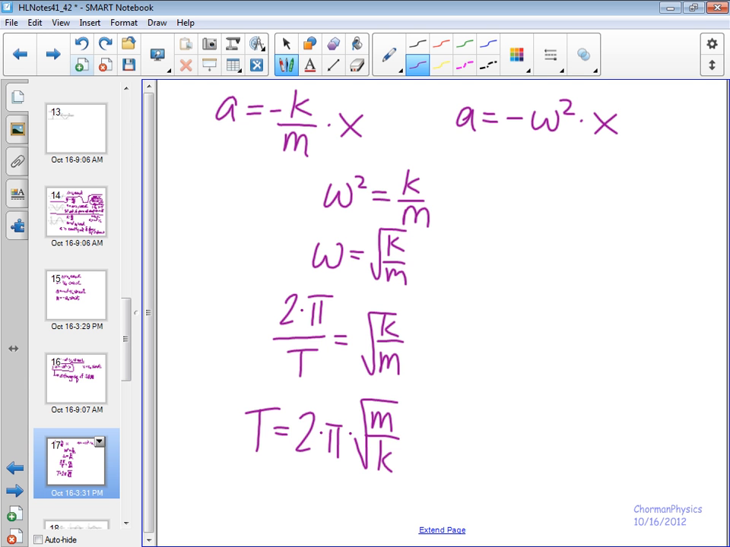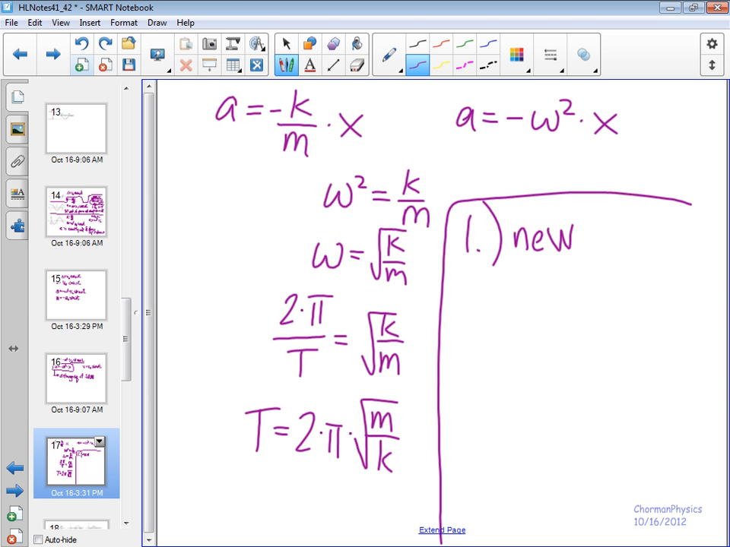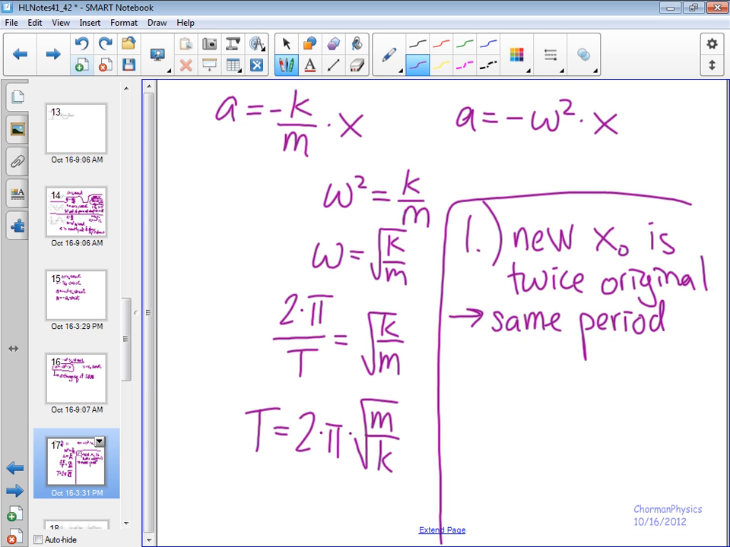So we see the period only depends on the mass of the object oscillating and the stiffness of the spring. That's really cool. So in other words, if we go back to my original video, it doesn't matter how far down I pull that spring, it's going to have the exact same oscillatory period. That should blow your mind. All that matters is the mass and how stiff the spring is. So that first question there, in those 2 examples, the new amplitude is twice the original. The period is unaffected.